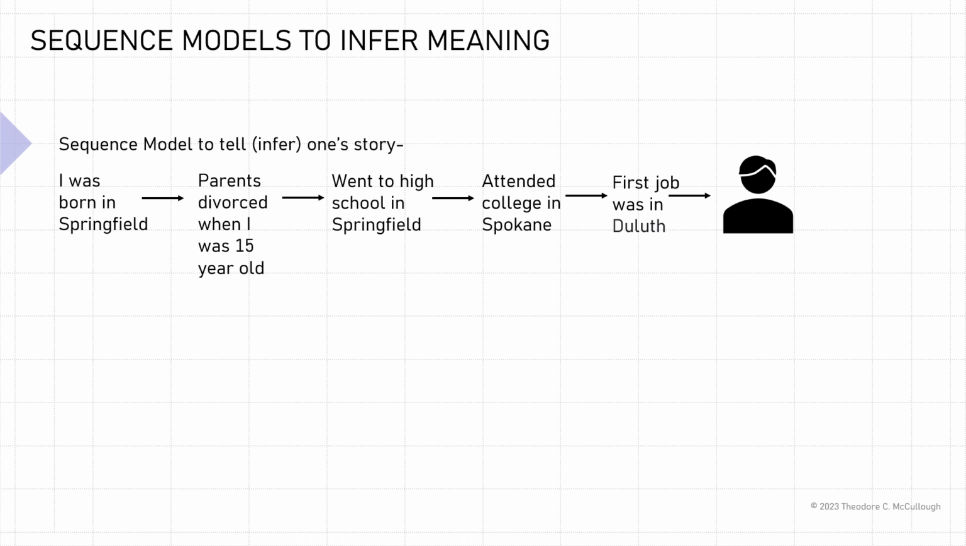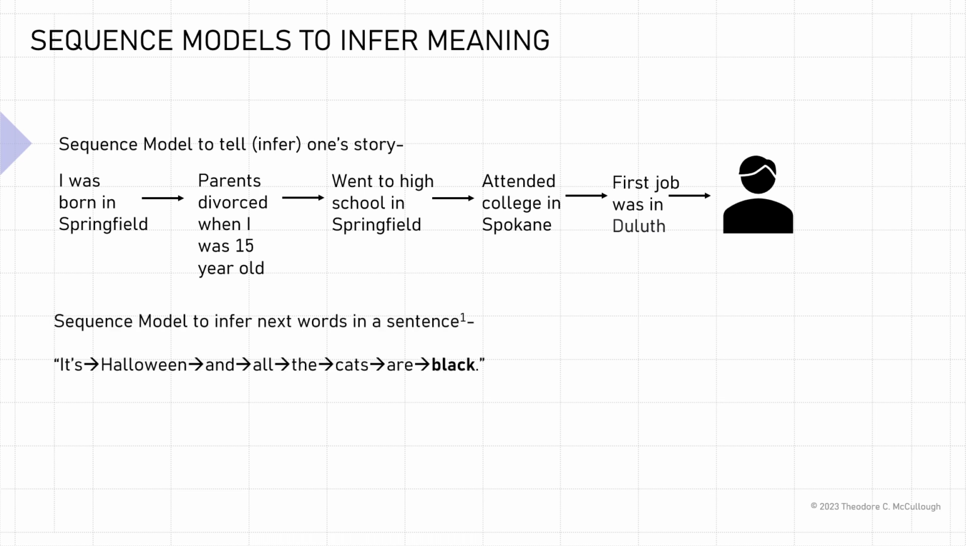As previously shared, sequence models can be used to infer one's story. So, for example, you can have a sequence of events that lead up to define who one is at a particular point in time. By analogy, the same approach can be taken with how to infer the next word in a sentence. So, for example, imagine you have the sentence, it's Halloween, and all the cats are, and you have to fill in what the next word is. Well, if you follow the sequence, then there's a high probability that the next word is black. And this is the approach of what are called sequence models, and was state of the art up until the publication of Attention is All You Need back in 2017.